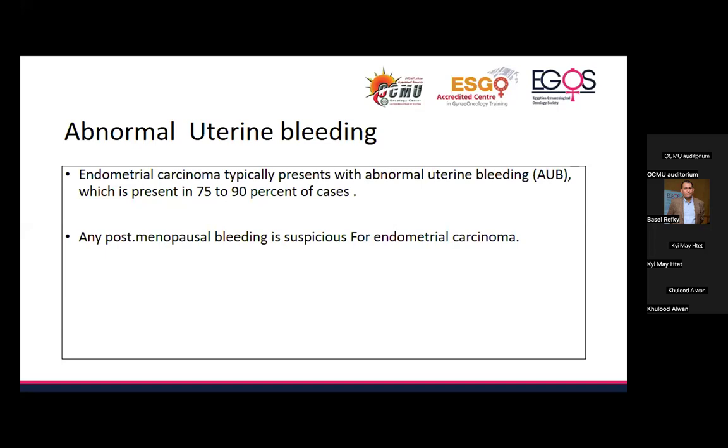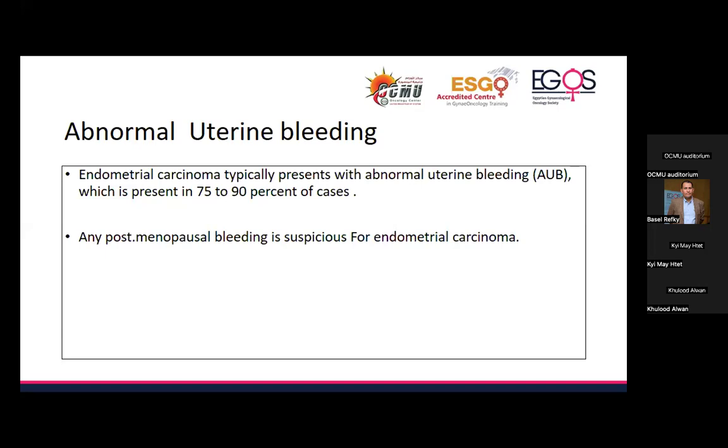This doesn't mean that all postmenopausal bleeding is due to endometrial carcinoma, and it is not the most common cause of postmenopausal bleeding. The common causes are endometrial hyperplasia and atrophic vaginitis. Atrophic vaginitis is the most common. So atrophic vaginitis and endometritis are the most common causes. But again, it's a red flag.